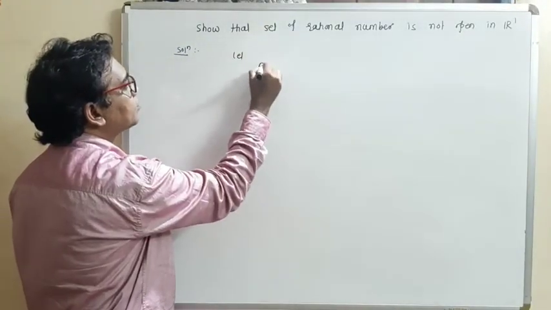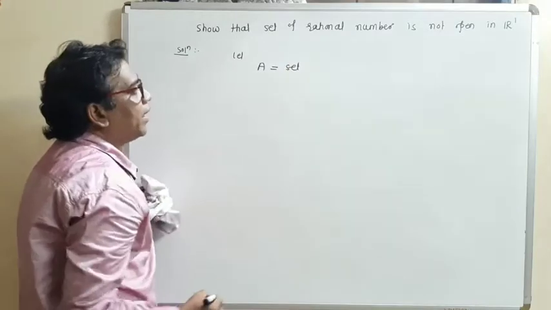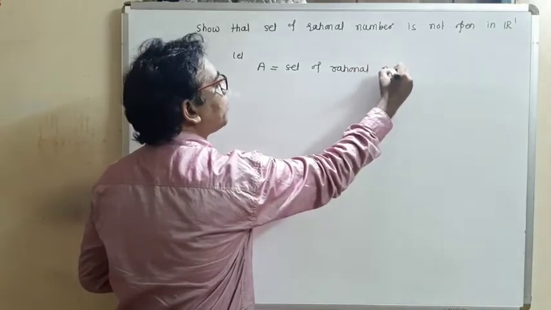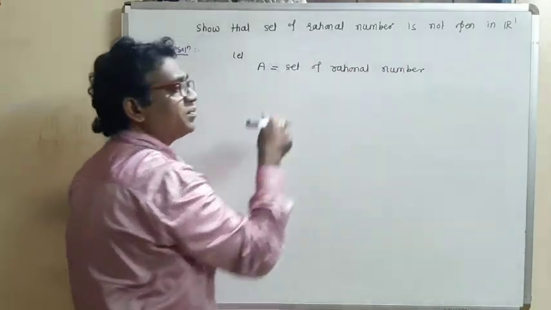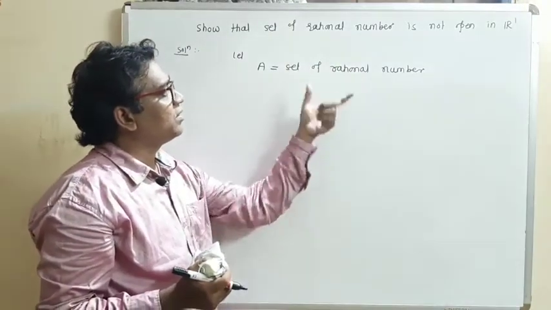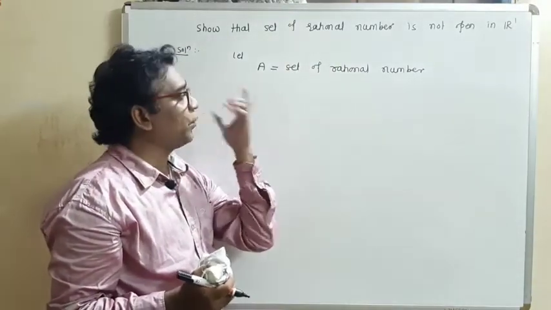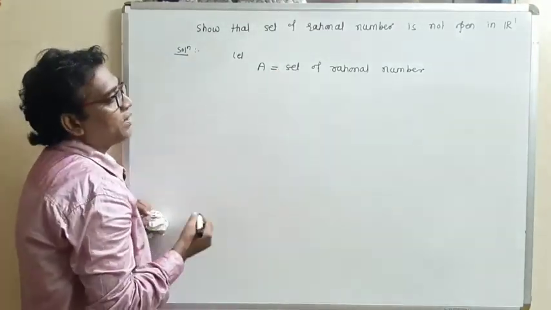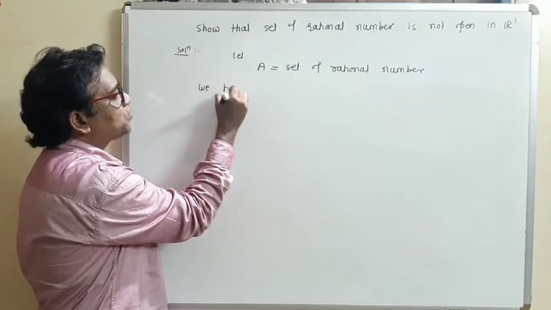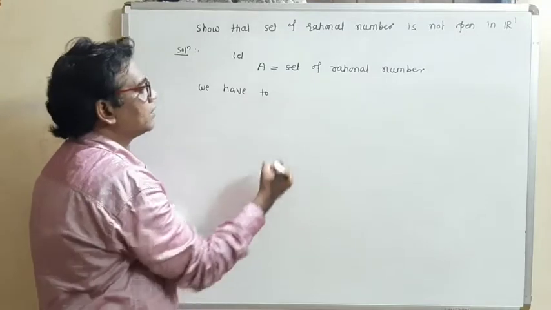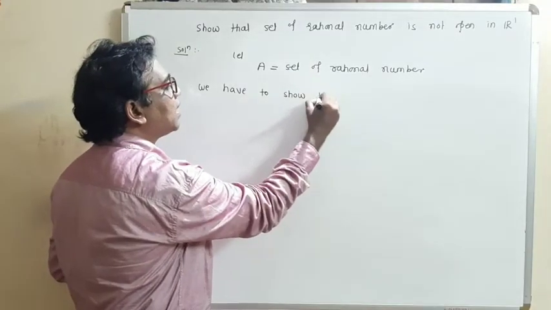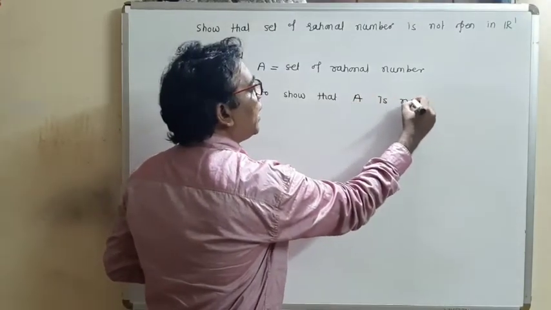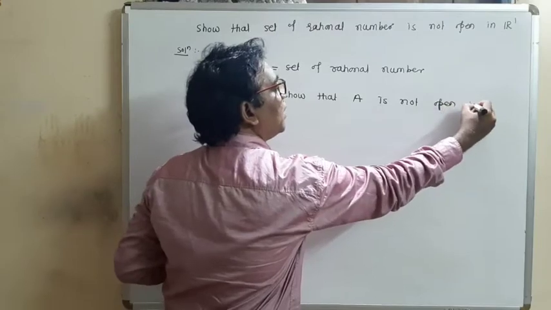Let A equal the set of rational numbers. This is given. We are given the set of rational numbers, so suppose we denote this set by A. Now we want to show that this is not open in R1. So right here we have to show that A is not open in R1.